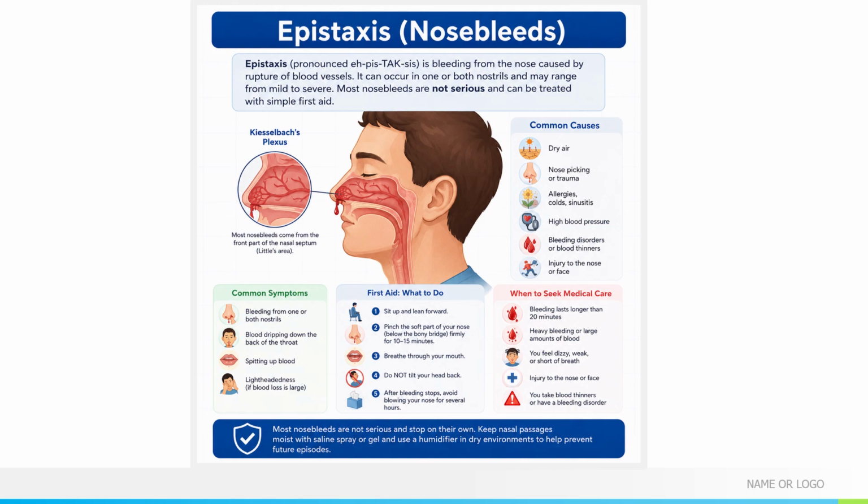And then imaging studies such as a CT scan, they're not routinely required, but they may be considered if facial trauma, nasal fractures, tumors, or chronic sinus disease are suspected.